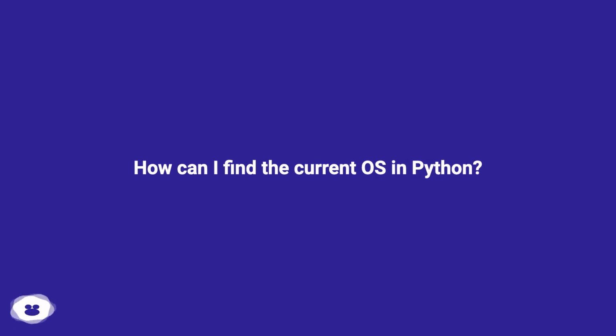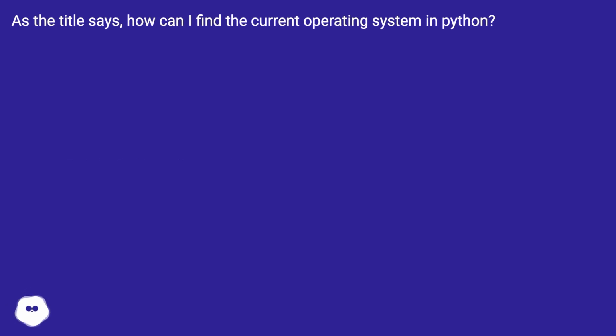How can I find the current OS in Python? As the title says, how can I find the current operating system in Python?